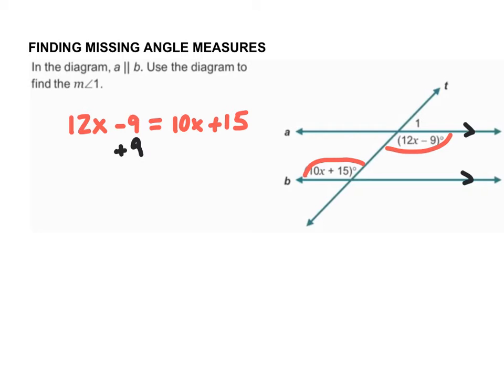So add 9, and then we're going to get 12x is equal to 10x plus, what is that, 24? 15 plus 9 is 24. Okay, I'm now going to subtract 10x from both sides.